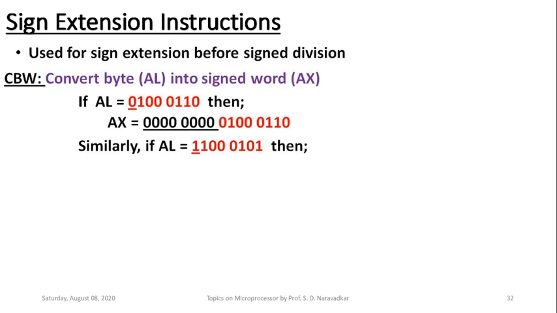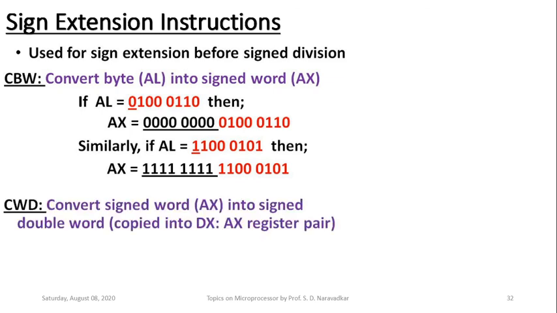Take another example. Similarly, if the contents of AL have sign bit now 1, then the entire AH, that is the upper byte of the AX register, will be all 8 bits 1: 1 1 1 1 1 1 1 1. And the lower byte is nothing but simply a copy of that AL register. So AL is simply copied, but its sign will be extended into AH. So this is the function of the CBW instruction.